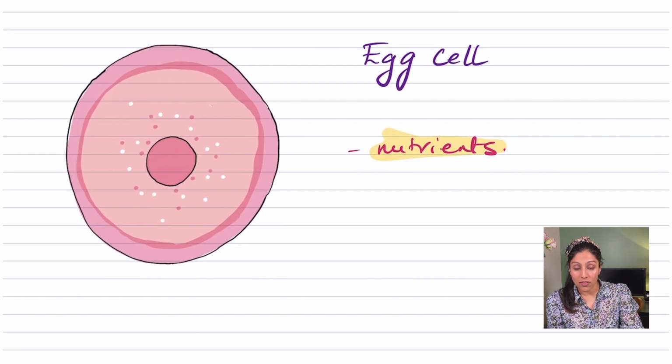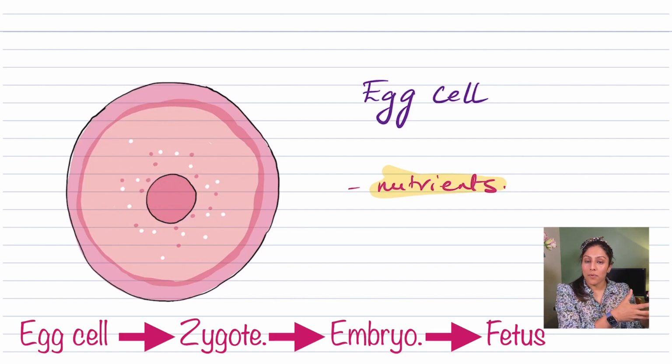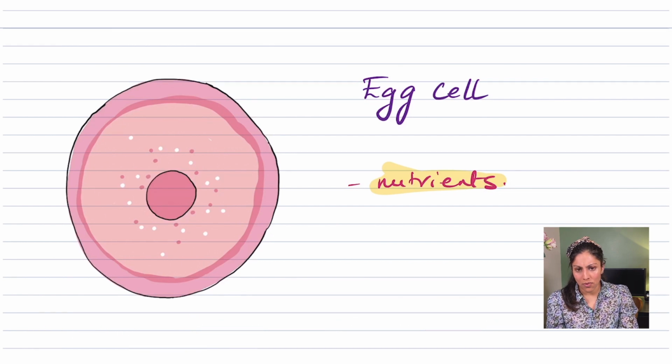So let's go on to the egg cell, which is found in females. And the main adaptation of the egg cell is that it has a lot of nutrients, and the nutrients are found just in the cytoplasm. If you remember that from the last video, it has a lot of nutrients found in the cytoplasm, and that's really important because when the DNA of that egg cell fuses with the sperm cell, it's going to grow into a baby. So it goes from an egg cell to a zygote to an embryo to a fetus, and that growth requires the nutrients of the egg cell to be able to grow. So that's really, really important.